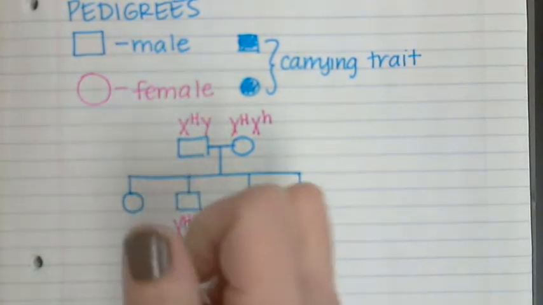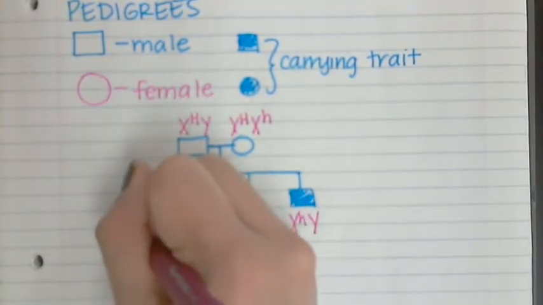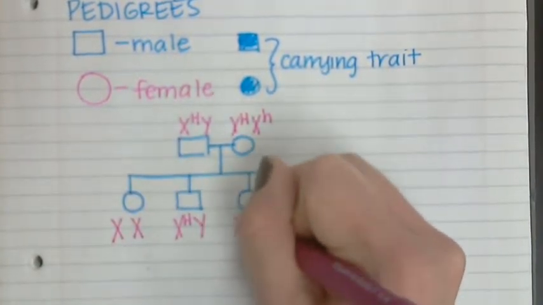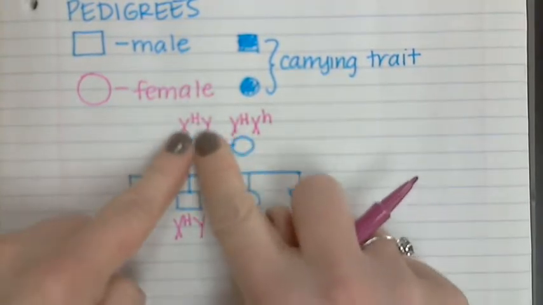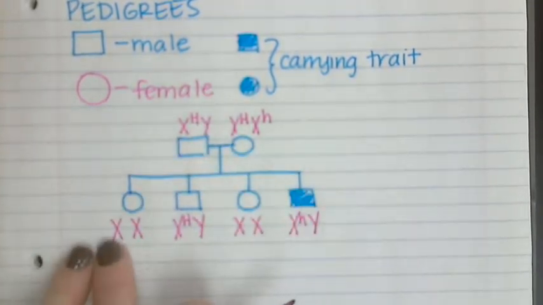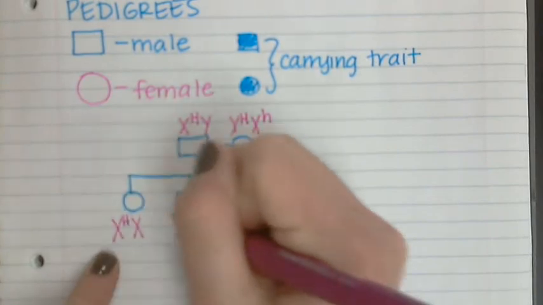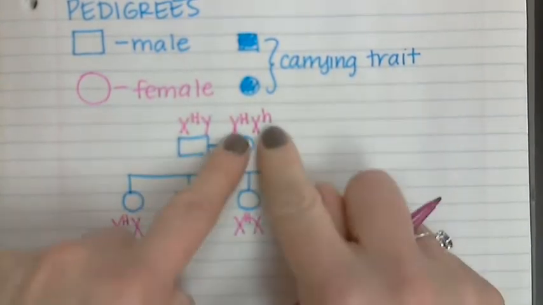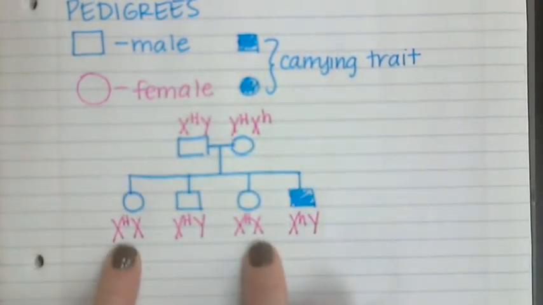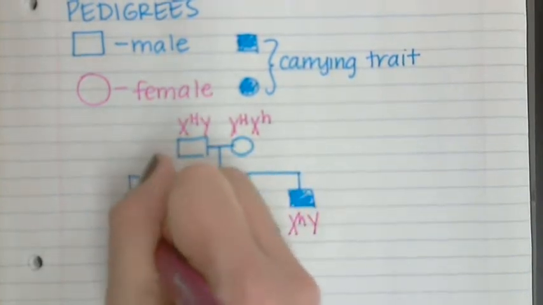Now, the girls, on the other hand, they have 2 X chromosomes. They definitely got the dominant from their father, but we don't know what they got from their mother because they don't show the trait. So we can indicate that with a question mark.